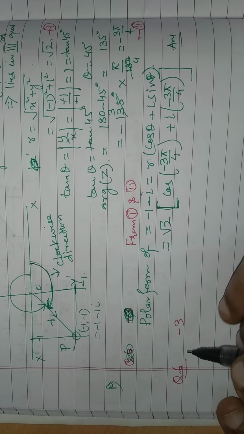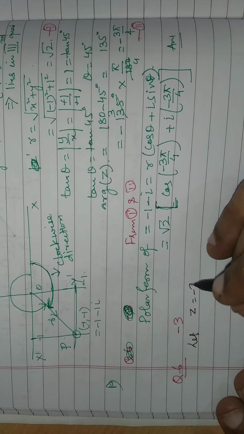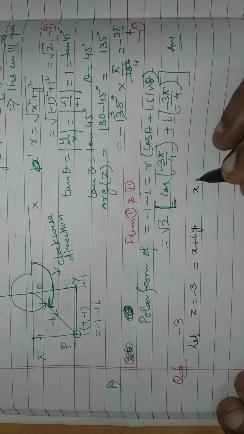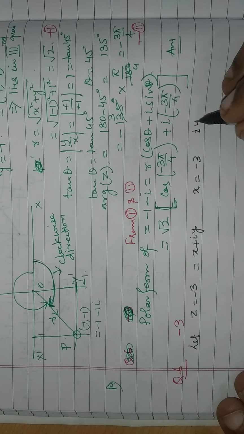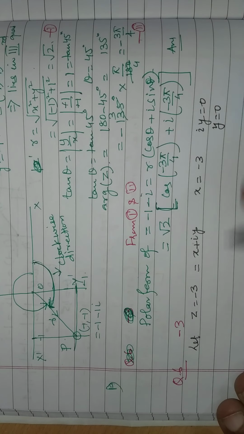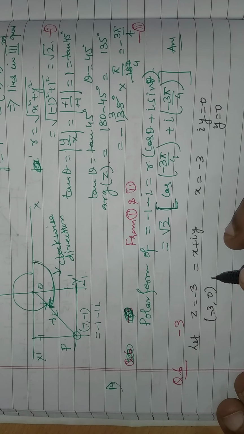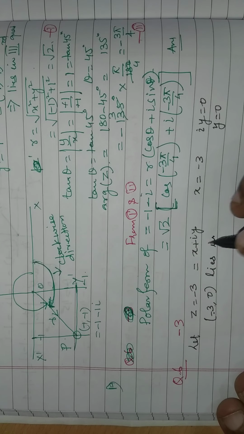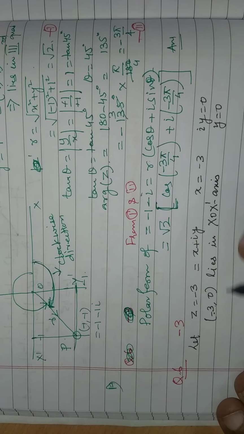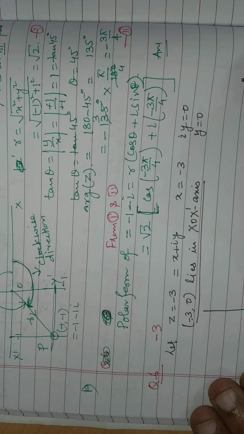See, in question number 6 it is given only minus 3. So let us suppose z is equal to minus 3, and it is equal to x plus iy. It is a purely real complex number, so x is equal to minus 3 and the iy term is nothing, so y is equal to 0. Therefore this complex number will be in the ordered pair form minus 3, 0. So it lies on the purely real axis, the x-axis. So this is the complex number. So where will it lie?